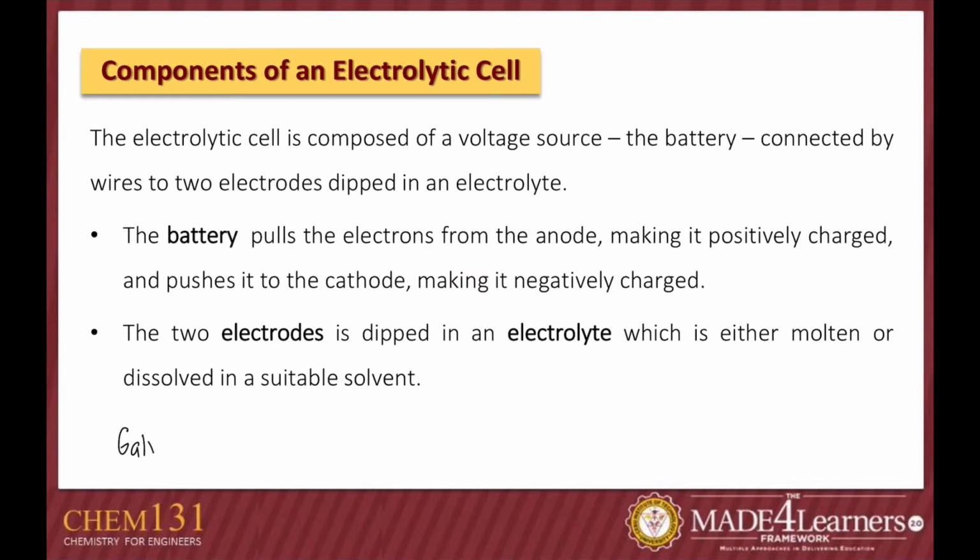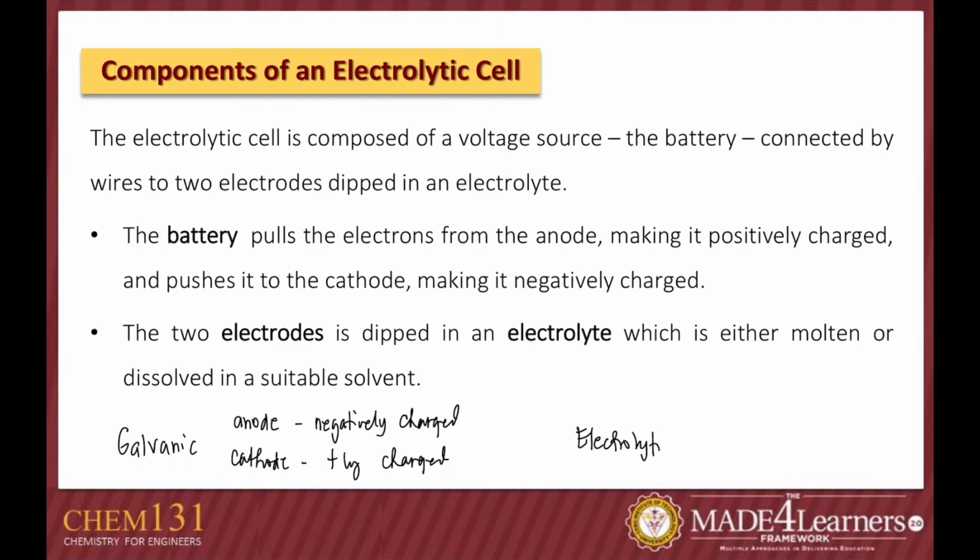So this time, kung sa galvanic cell, ang anode is negatively charged, and then the cathode is positively charged. Sa electrolytic cell, the anode is now, so naman siya, positively charged, and the cathode is now negatively charged. Baliktad.